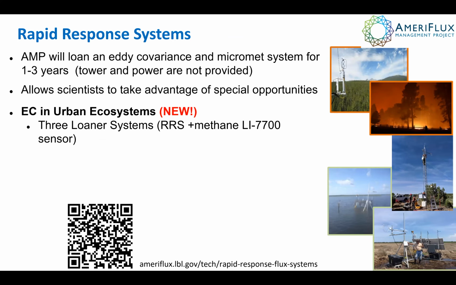I will skip this one. Rapid response. So this is a whole set of eddy covariance systems that is also available for loan. You have to write a small, very short proposal about what kind of thing you want to do. You call it rapid response, and this can be loaned for 1 to 3 years. This is a complete set of sensors for eddy covariance and meteorological sensors. These are a couple of pictures showing how this rapid response system was applied in a couple of previous examples. And also, especially the new one is we have 3 dedicated rapid response systems for urban, including methane.